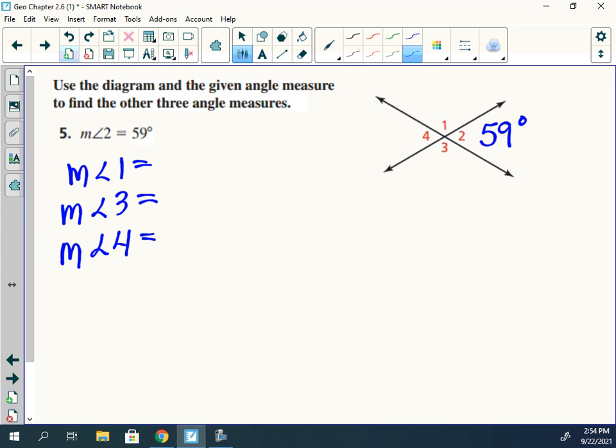Okay, we're told that the measure of angle 2 is 59 degrees. What other angle do we know? Angle 4 is 59 degrees. Well, now we need to find the measure of angle 1 and 3.